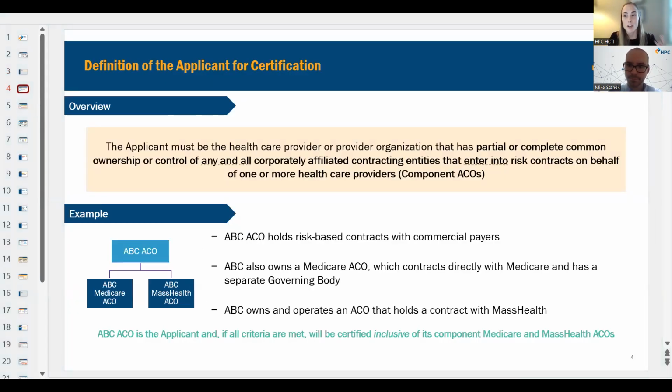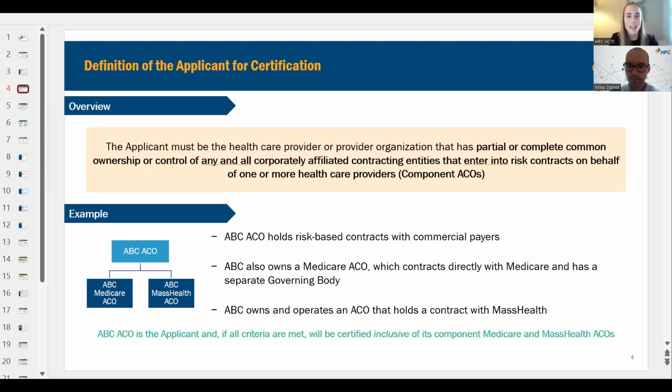So starting with the definition of the applicant for certification. I'll start off by saying that this definition will remain the same this year as it has since the launch of our program. For the purposes of application here, the applicant must be the healthcare provider or provider organization that has partial or complete common ownership or control of any and all corporately affiliated contracting entities that enter into risk contracts on behalf of one or more providers.